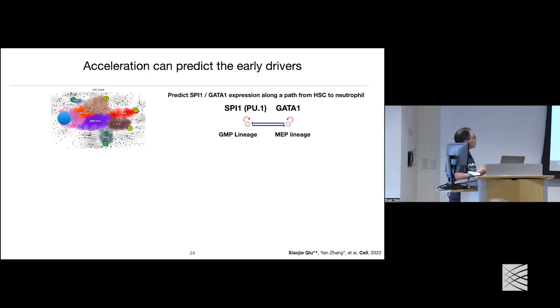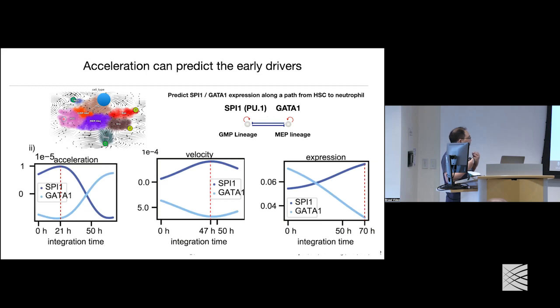Here, what you're looking at is a path predicted by the vector field from the HSC to the neutrophil cells, and PU.1 and GATA1 are two key regulators for hematopoiesis. As I just mentioned, although this vector field is visualized in 2D, we are actually able to go back to the original gene expression space, so we can take the acceleration, velocity, and also expression for each individual gene. Interestingly, for the acceleration of PU.1, you see it has a peak at 21 hours, and then the velocity peaks at a much later time point, like 47 hours, and the expression peaks much later, like 70 hours.